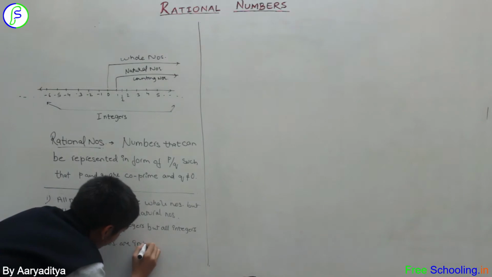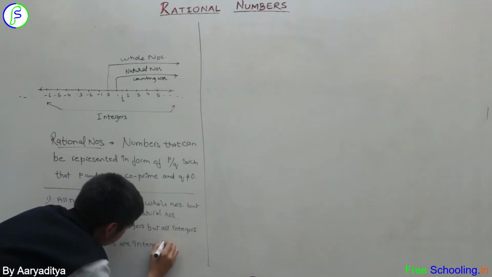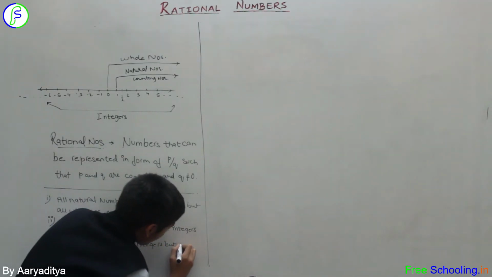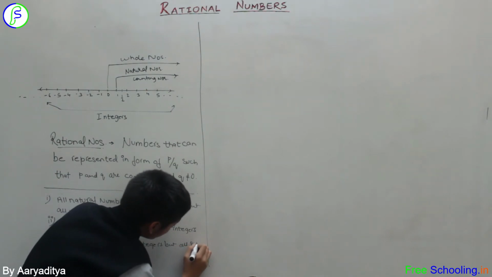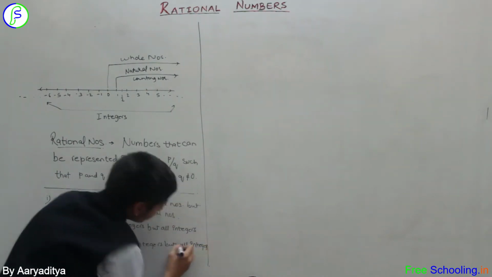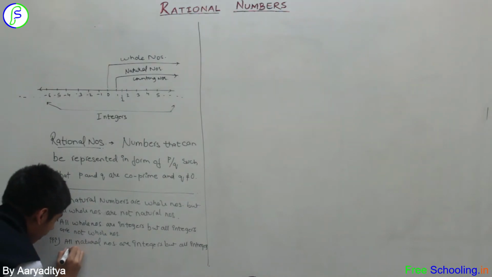All natural numbers are integers, but all integers are not natural.